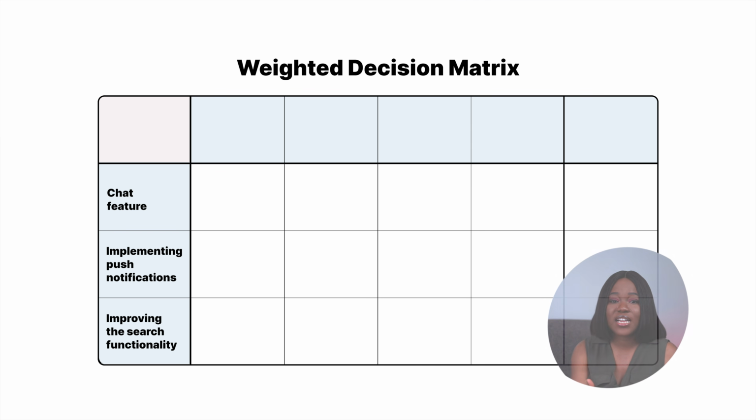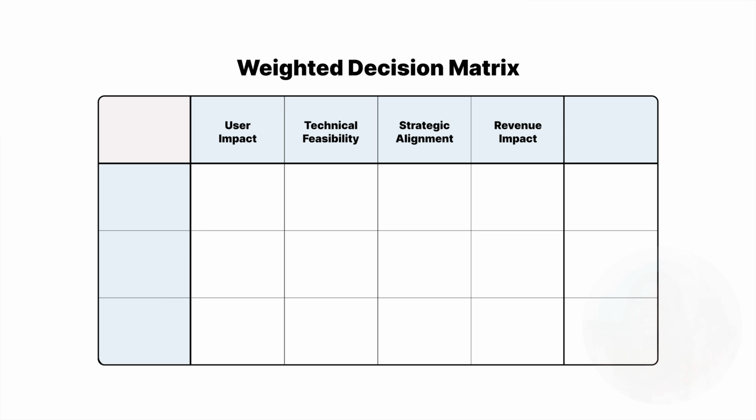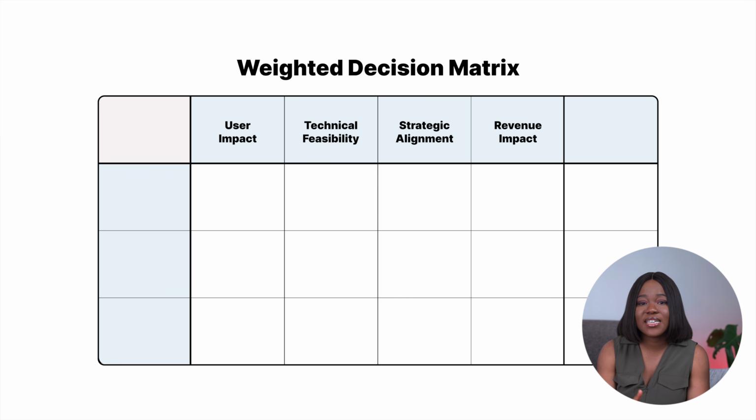Now let's try this with an example. Let's consider a scenario where a product team is deciding which new feature to prioritize for their mobile app. They have several options to choose from, including adding a chat feature, implementing push notifications, or improving the search functionality. They've identified 4 key factors for evaluating these features, namely user impact, technical feasibility, alignment with strategic goals, and potential revenue impact. Next, they create the decision matrix.